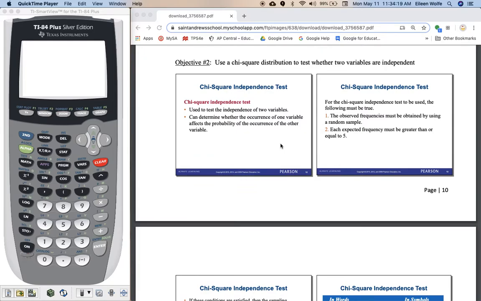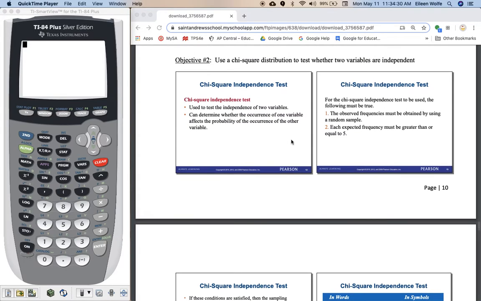So if I know your gender, am I more likely to say how you prefer ice cream? Or likewise, if I know you preferred ice cream, would I be more likely to know your gender? So in that case, I'm trying to establish whether or not two categorical variables are associated.